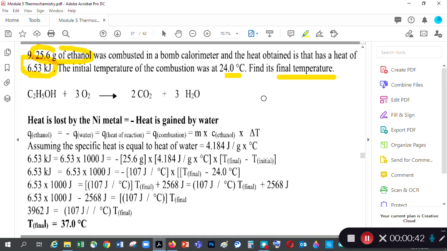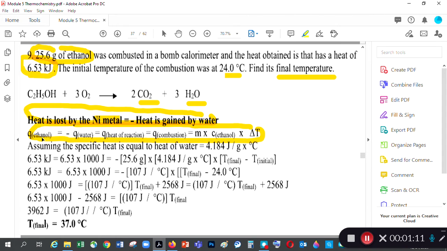If you look at the whole thing here, the ethanol is oxidized to CO2 and H2O. So the same thing we did before. This one should really not be nickel, but methanol. So heat is lost by methanol, heat gained by H2O. Set the whole thing up. The heat obtained from the combustion of ethanol is equal to the heat of H2O.